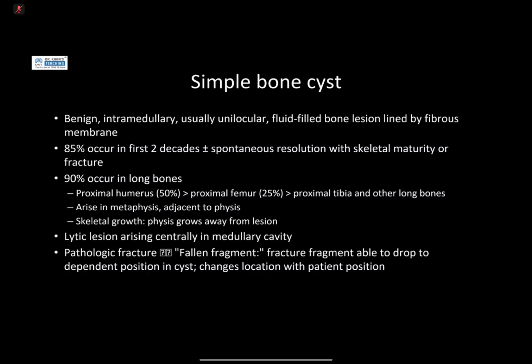85% occur in the first 2 decades, and usually they do spontaneously resolve. Some of them do require treatment, and they decompress them and bone graft them, particularly if they've had a fracture. Very, very common site, so the proximal humerus, at least 50%, and 25% the proximal femur. As the child grows, they tend to move away from the physis. So you can see there's a fairly long lesion. And someone has also mentioned in the chat, you get that pathognomonic fallen fragment sign when they do have a pathological fracture through the lesion.